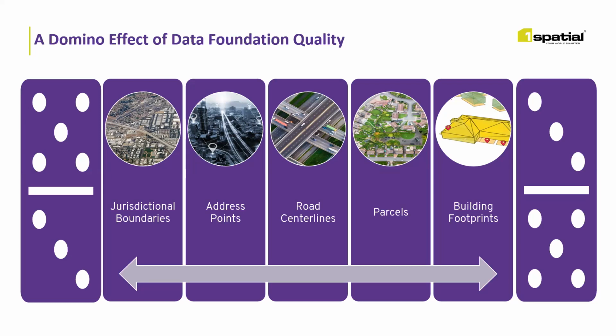While the accuracy of your jurisdictional boundaries, address points, road center lines, parcels, be those GIS parcels or CAMA (computer-assisted mass appraisal) records, and building footprints are not necessarily a prerequisite to your broadband data, they do play a role in how you're able to participate in the integrity of the national broadband map.